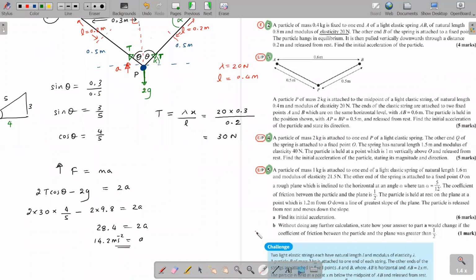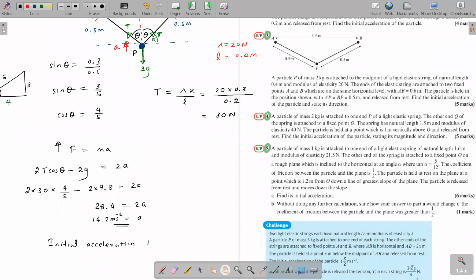Okay, so then the next thing is they also want you to give the direction. You can see I used F equals MA upward. I got a positive answer, which means my acceleration is upward. So you can say the initial acceleration is 14.2 meters per second squared upwards.